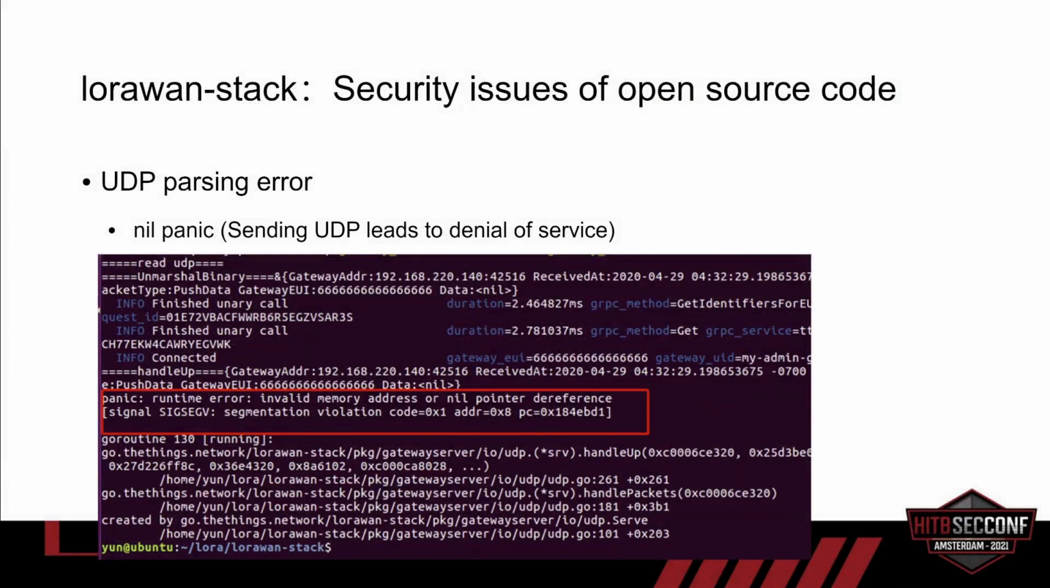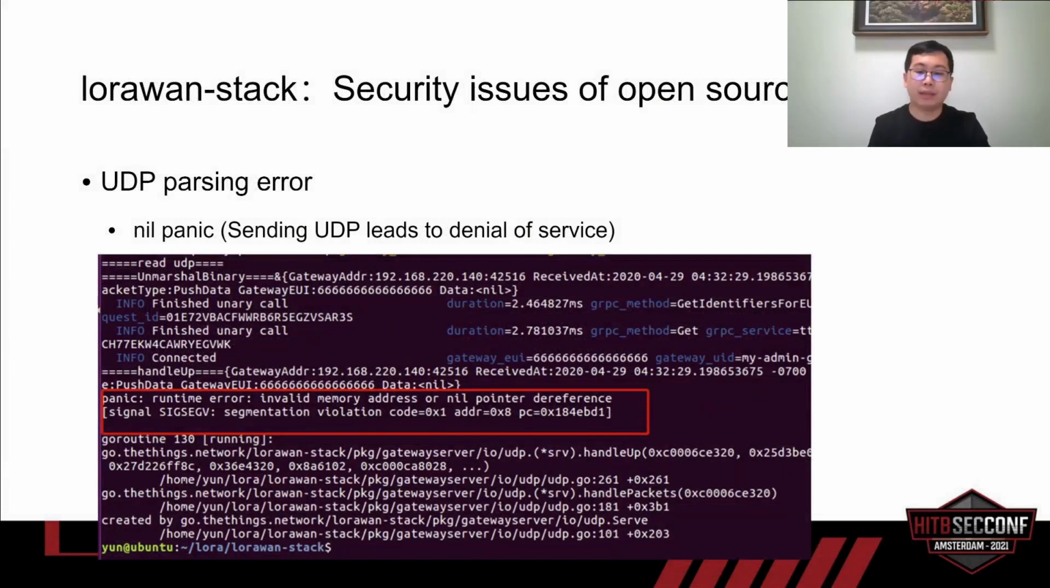In addition, we found a bug in the UDP parsing logic of the LoRaWAN stack code. Sending a malicious UDP packet caused the server to crash when the gateway ID is null. There is also a way to attack the server. Because the servers are developed in Golang, memory vulnerabilities are rare, so you can pay attention to logical vulnerabilities. There may be some unexpected discoveries.